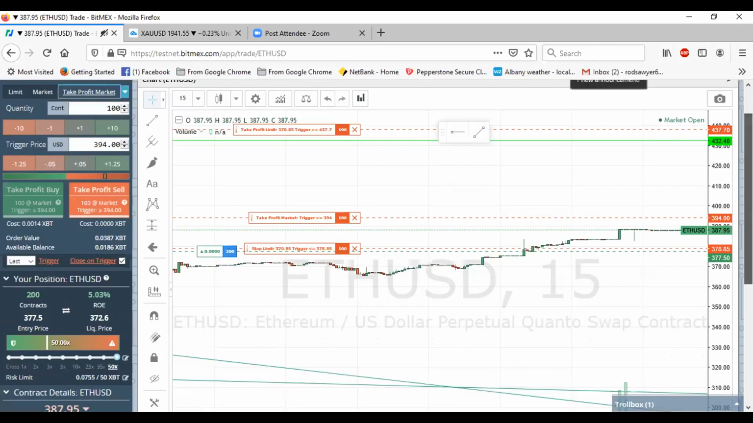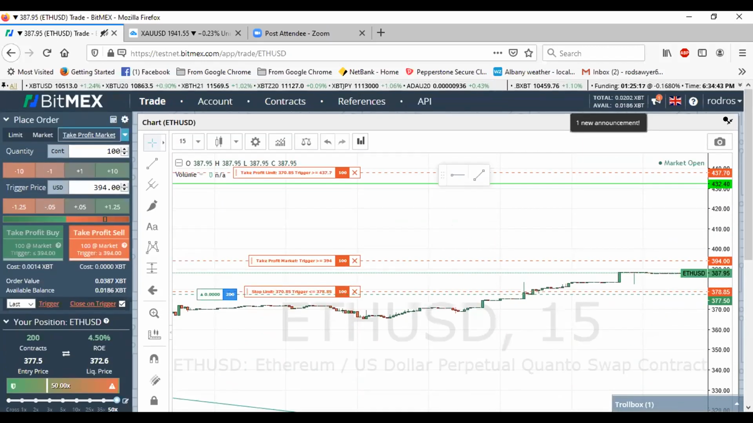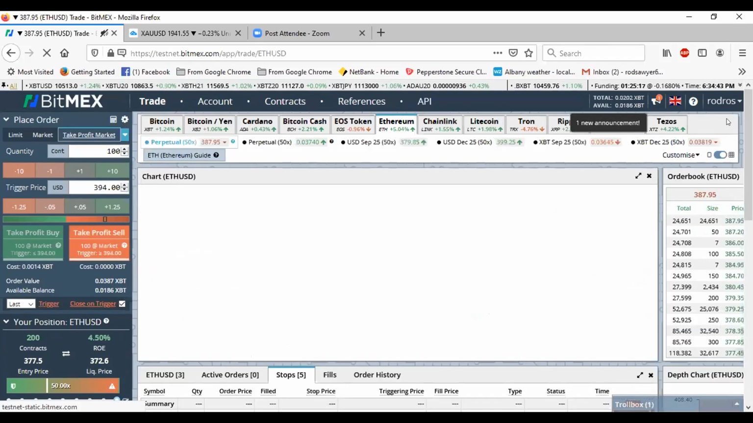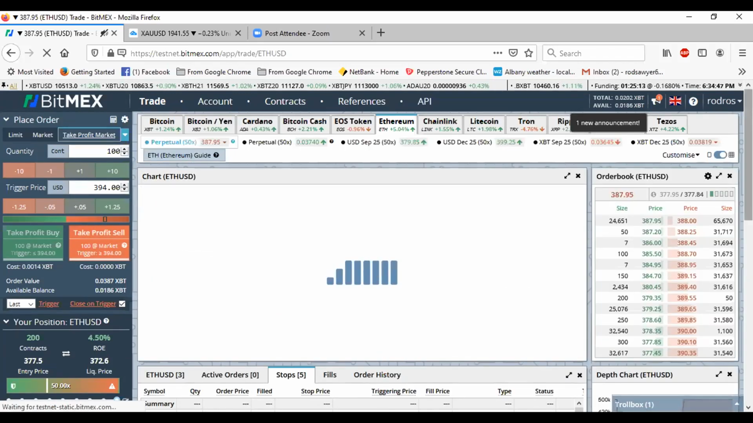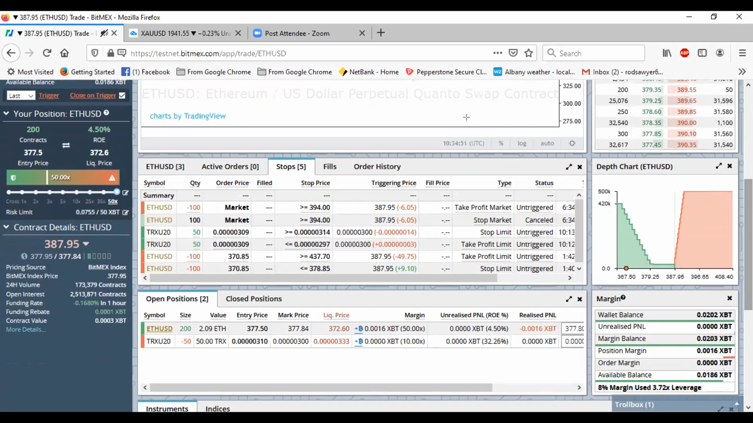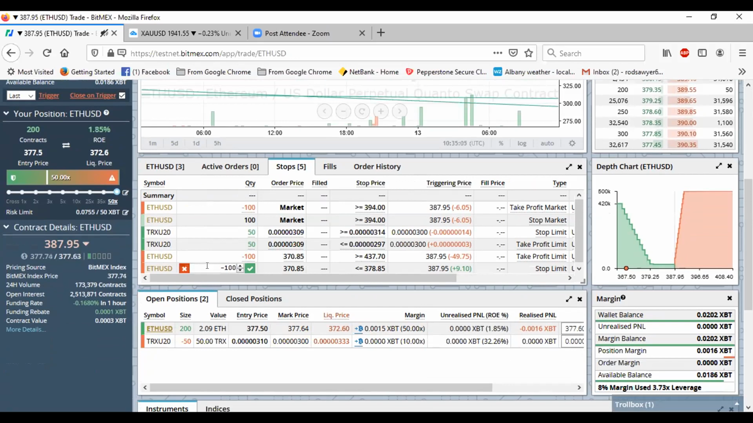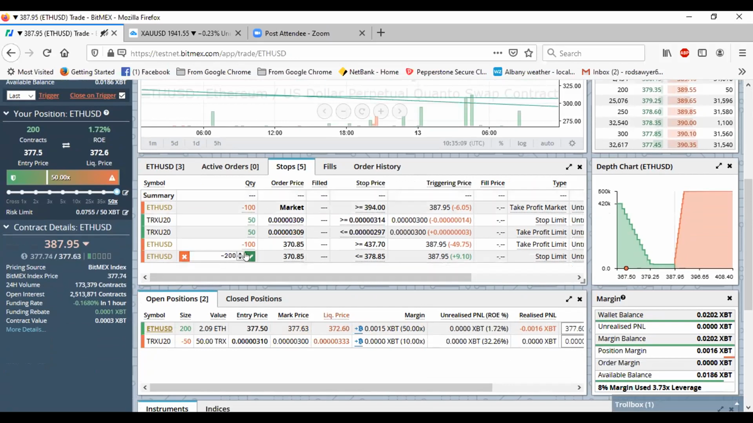The other thing you can do is edit your trades once you've placed them, which is very handy for what we're doing right now. Because you've only got 100 contracts with the stop loss, we can come down here on your stops tab, find your stop limit for your Ethereum USD, click on that pencil icon, and then we can change it to 200 and click the tick.